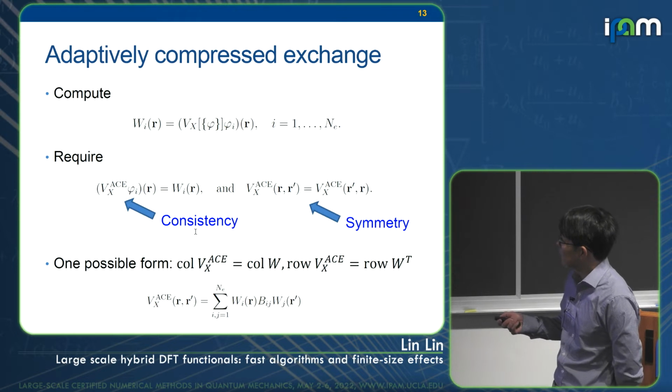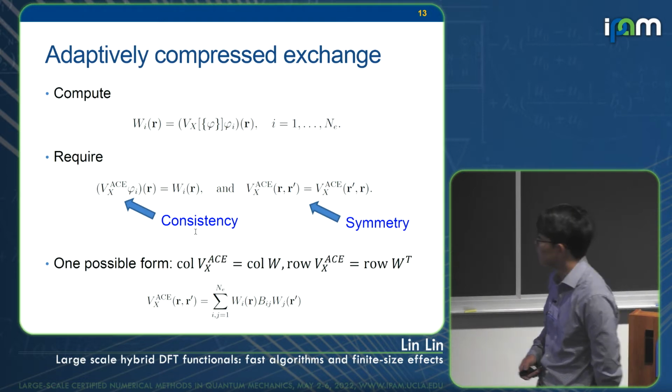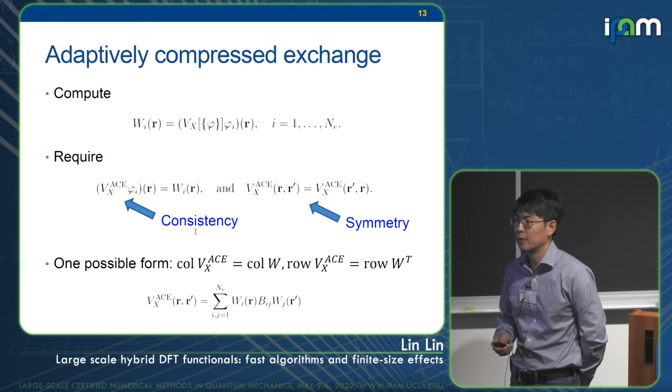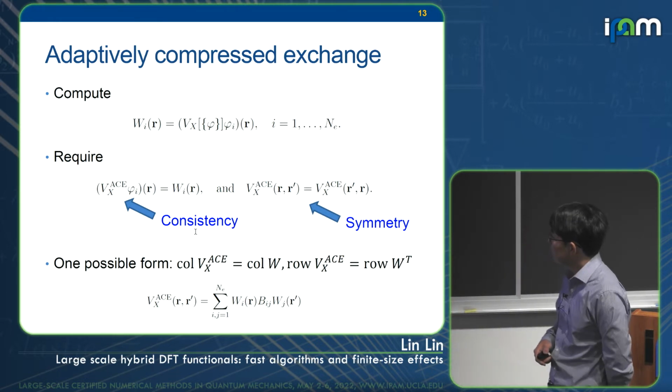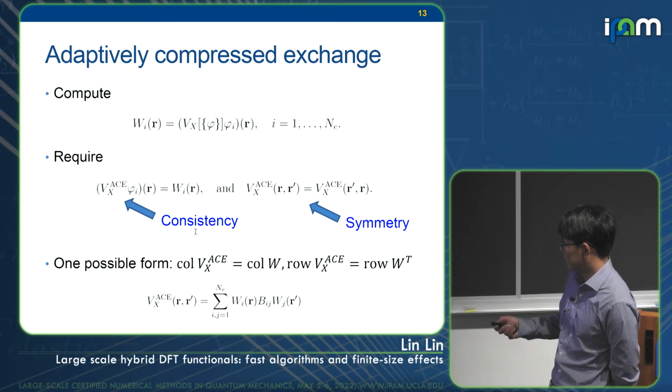So Vx applied to the trial occupied orbital phi needs to be the same as applying the true exchange operator. Each evaluation of this step is pretty expensive. You really solve Poisson equations to do it. And it also needs to be Hermitian because we're solving a Hermitian eigenvalue problem. So there are many different forms that would satisfy this.